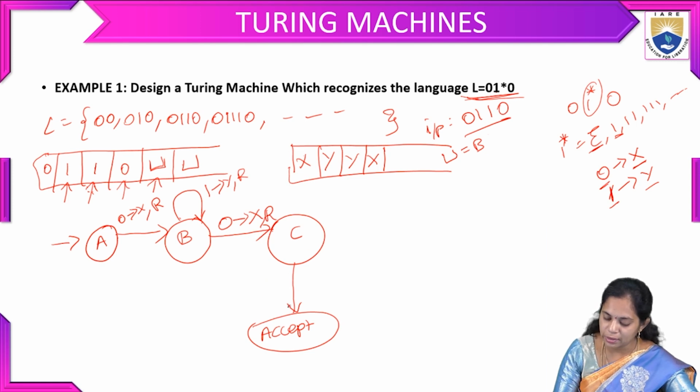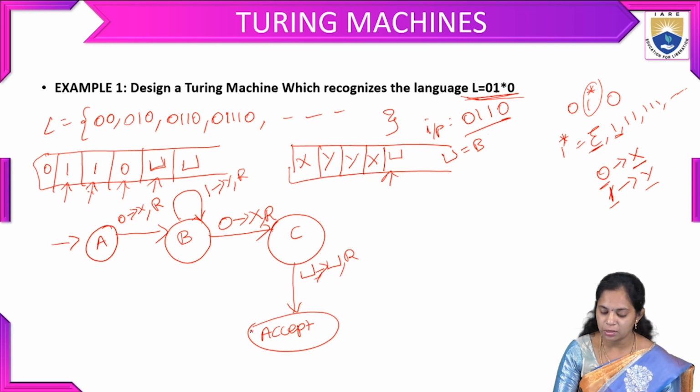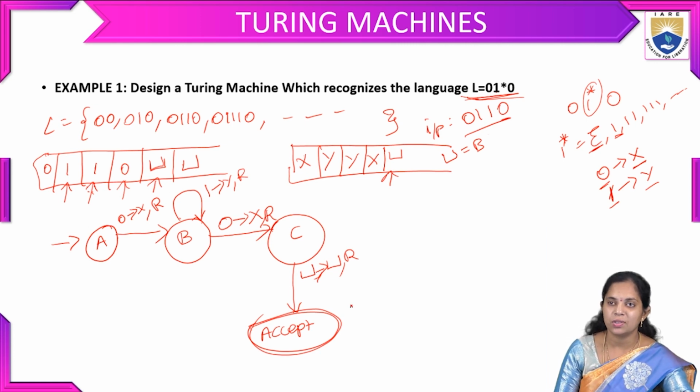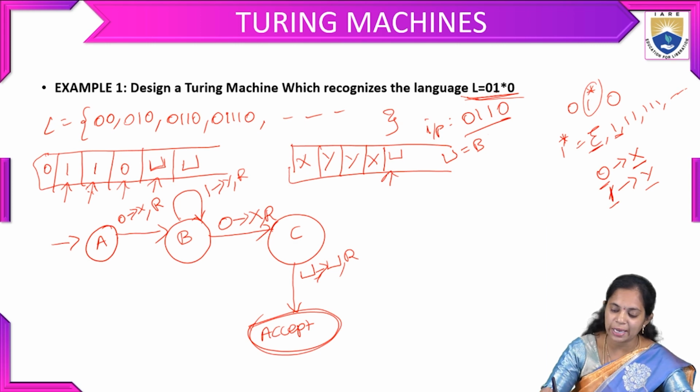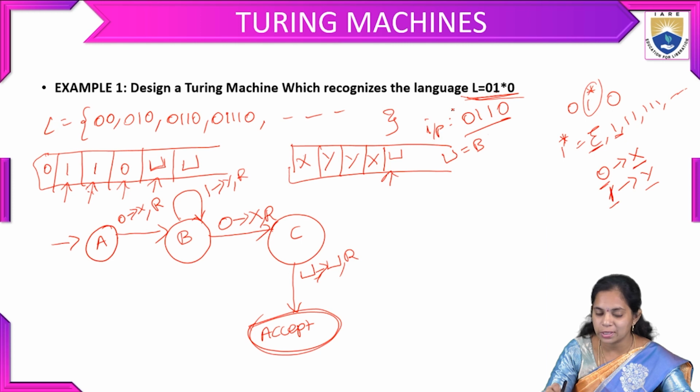So here in this Turing machine, the blank symbol, this is tau, we replace it with the blank symbol again and move to the right. After reading this blank symbol, we move to the right, which accepts the string. So this is about the Turing machine designed for the language L equals 0, 1 star, 0.